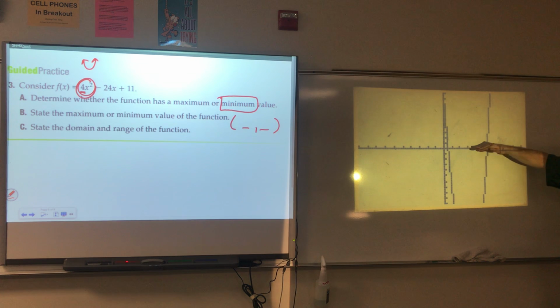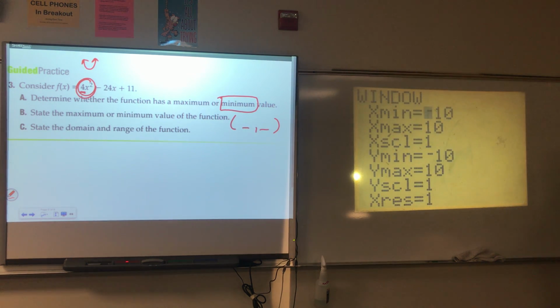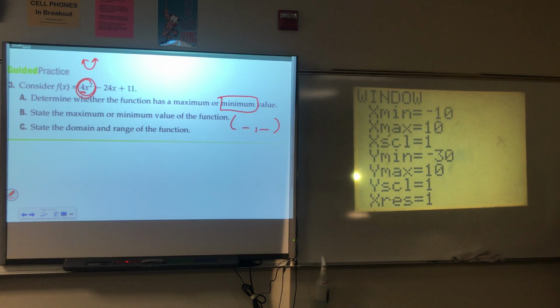And sometimes in order to do this, we have to adjust our window. By the way, I need to see down further, down lower. So when I press my window button, the one that allows me to see down lower is the y minimum. And right now it's going down to negative 10. It looked like I had to go down there quite a ways more, so I'm going to maybe make that become negative 30.